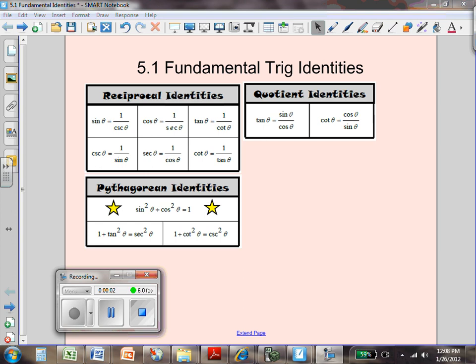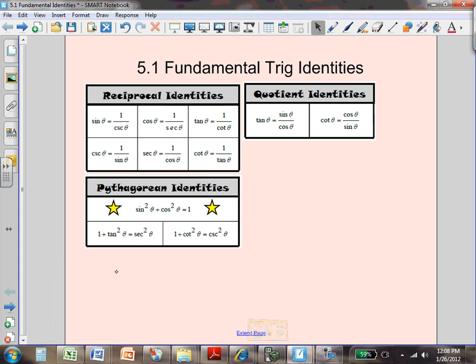Okay, this is 5.1, Fundamental Trig Identities. We're going to take a look at reciprocal, quotient, and Pythagorean identities. Now, the reciprocal identities you should be pretty familiar with. We learned those in Chapter 4. Sine is 1 over cosecant, and so forth. Those are things that we are accepting that you are familiar with at this point.